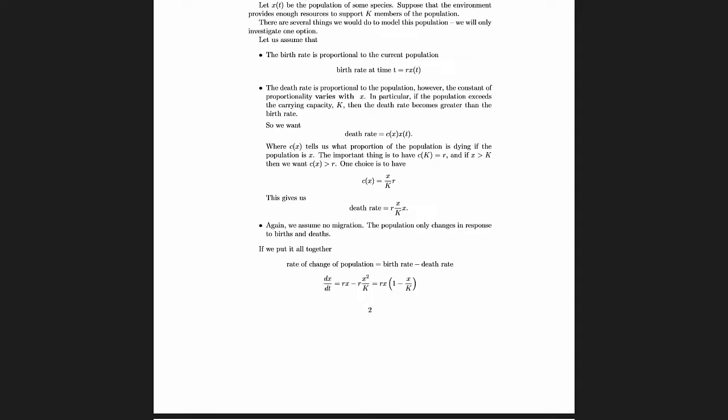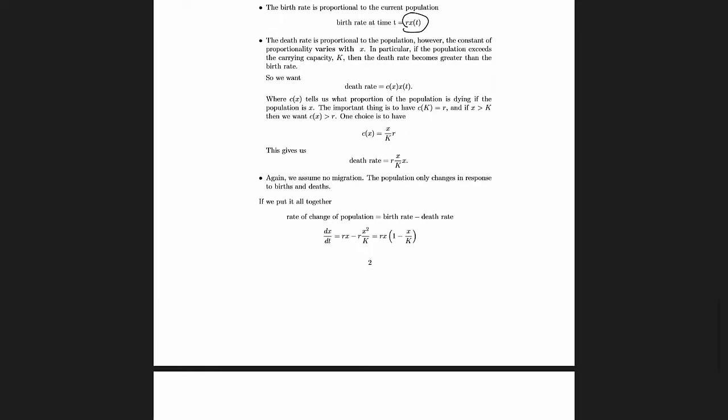All right, let's assume that the birth rate of the current population is just proportional to how many members of the population there are, just like we did last time. So we'll assume that the birth rate at time t is some constant r times the current population x. Okay. Now, we haven't taken the carrying capacity into account at all. What we want to do here is make the death rate variable with the current population, okay?